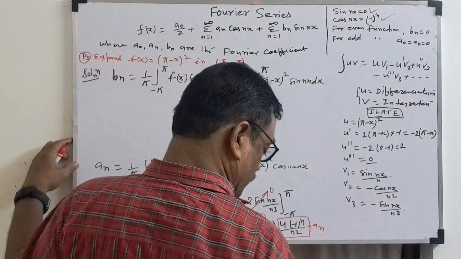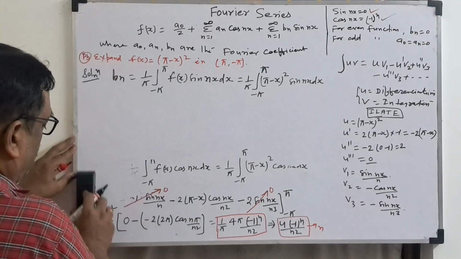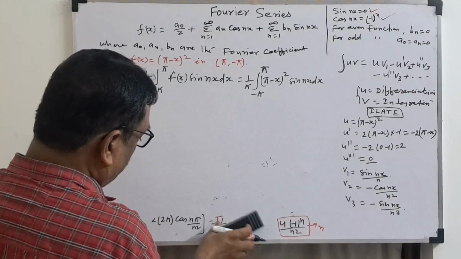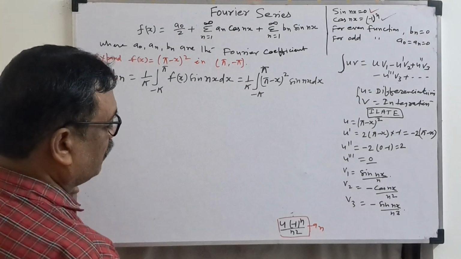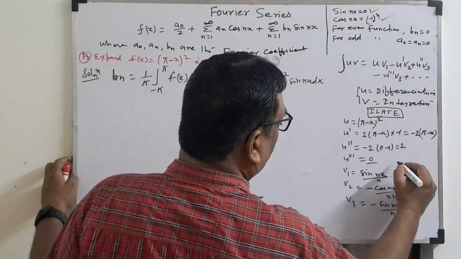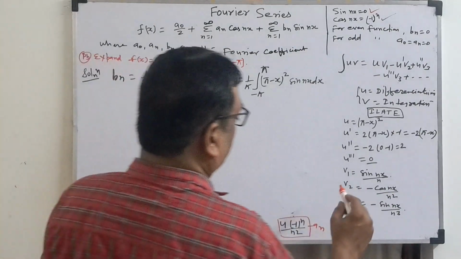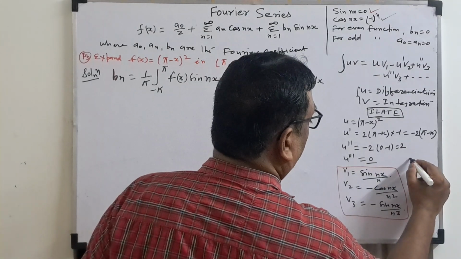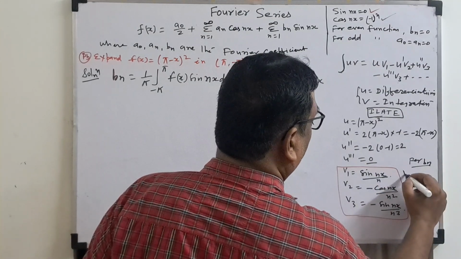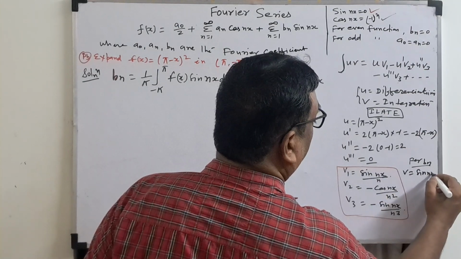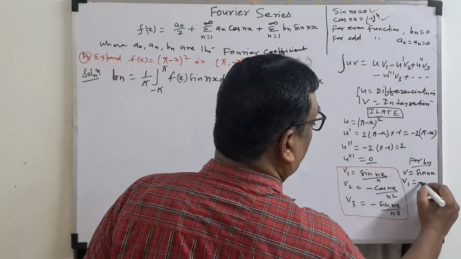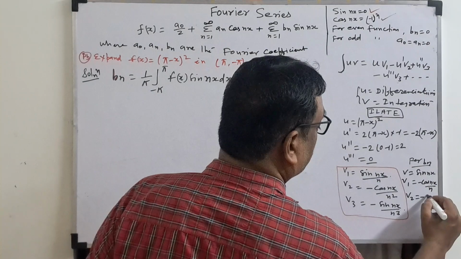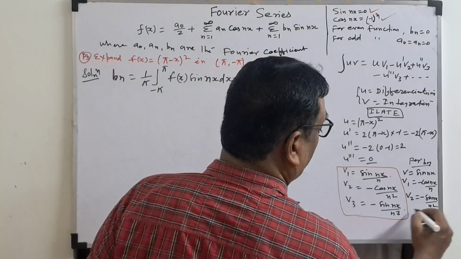So for this, what is v1? I will keep the an there, so we substitute once with the formula and get the answer. This is for an. Now for bn, what is v here? Sine nx. So v1 is equal to minus cos nx by n, and v2 is equal to minus sine nx by n square.